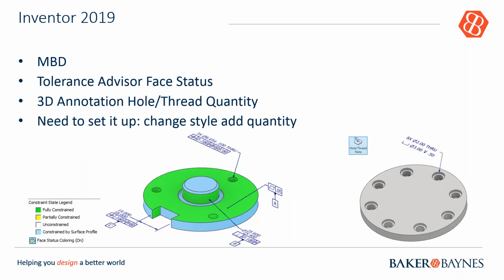If we look at it moving forward in 2019, we see that the model-based definition and tolerancing tolerance face advisor status is available. So there are some added features to this and some really nice ones. The first one, you can see that with the tolerance advisor face status, which gives you different colors. And you can actually see that by selecting the faces of them, okay? The 3D annotation hole and thread quantity was added into it. So if you used it before, you'd find this to be a really nice feature. And also the need to set up or change the style and add quantity is also available to you.